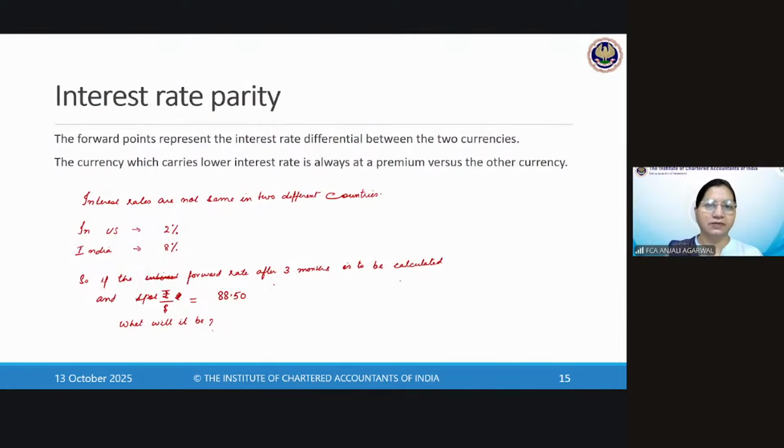We were talking about the interest rate parity. The forward points will represent the interest rate differential between the two currencies. And we will see that the currency which has lower interest rate will always be at premium versus the other currency. So I've given you a question. Let's say the interest rates in US is 2% and the interest rates in India is 8%. If you want to calculate the forward rate after 3 months, and the spot rate is given as rupee by dollar 88.50, so $1 is equivalent to 88.50 rupees, what will be the forward rate?